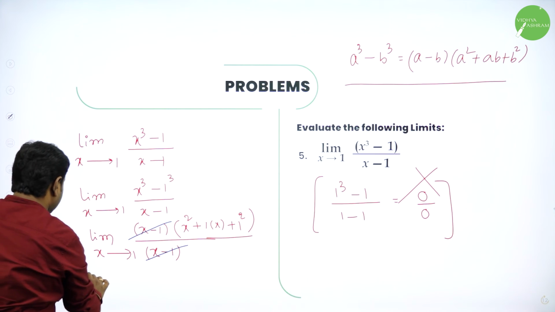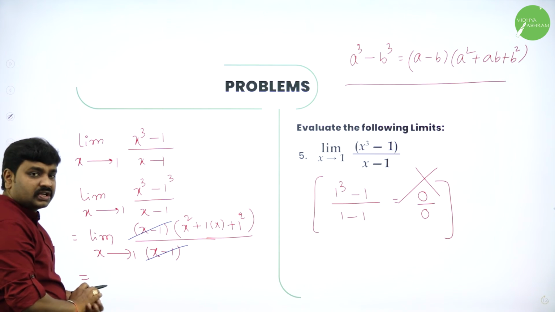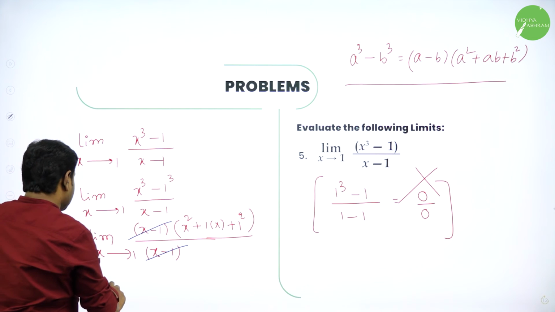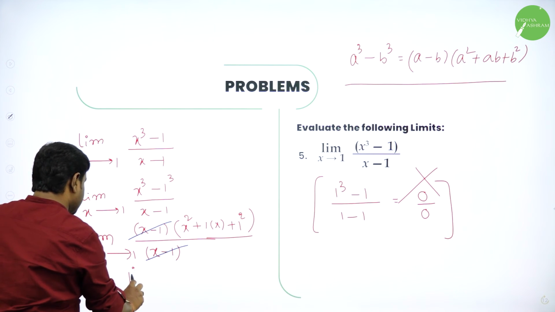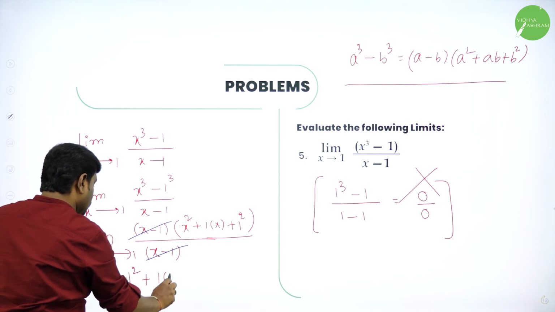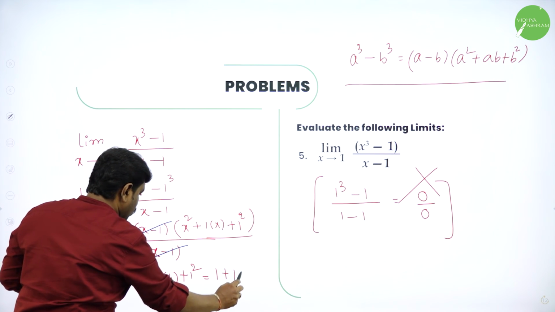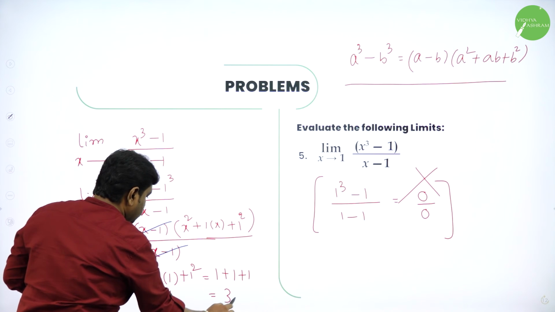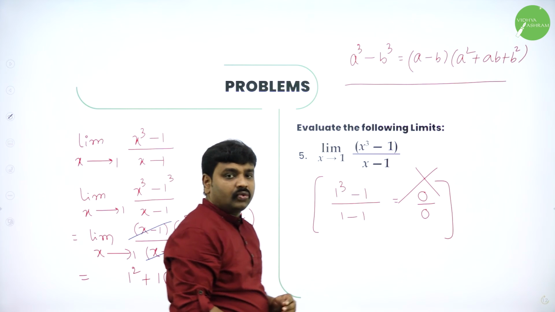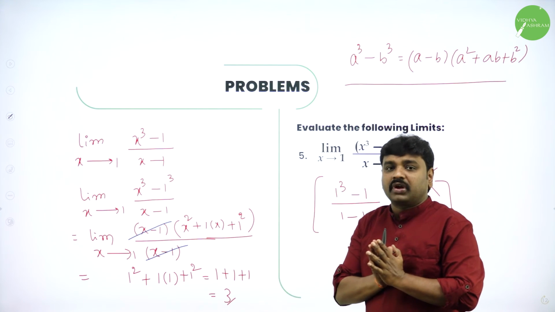Now I will apply the limit. Limit x tends to 1 means what? In the place of x, you put 1. So in the place of x, if I put 1, 1 square plus 1 into 1 plus 1 square. So I will get 1 plus 1 plus 1, that is exactly 3. Earlier we got indeterminate, now we got 3. So I hope all of you understood.